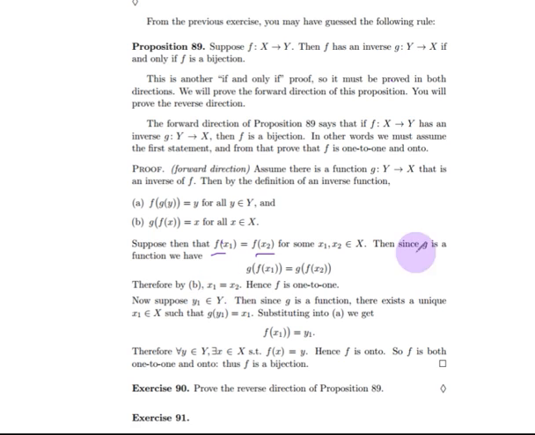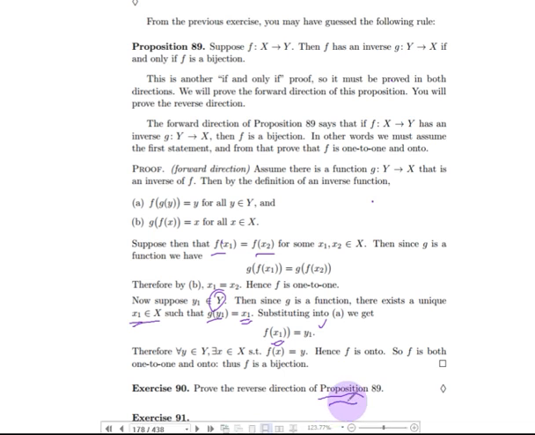Now for onto, it goes pretty much the same thing. Suppose we have a y in Y. Okay, then since g is a function, there exists a unique x1 in X such that g of y1 is equal to x1. Okay, but then for this x1, we can take f of x1, which is equal to f of g of y1, which is equal to y1. Okay, so we do find an x such that f of x is equal to y1.